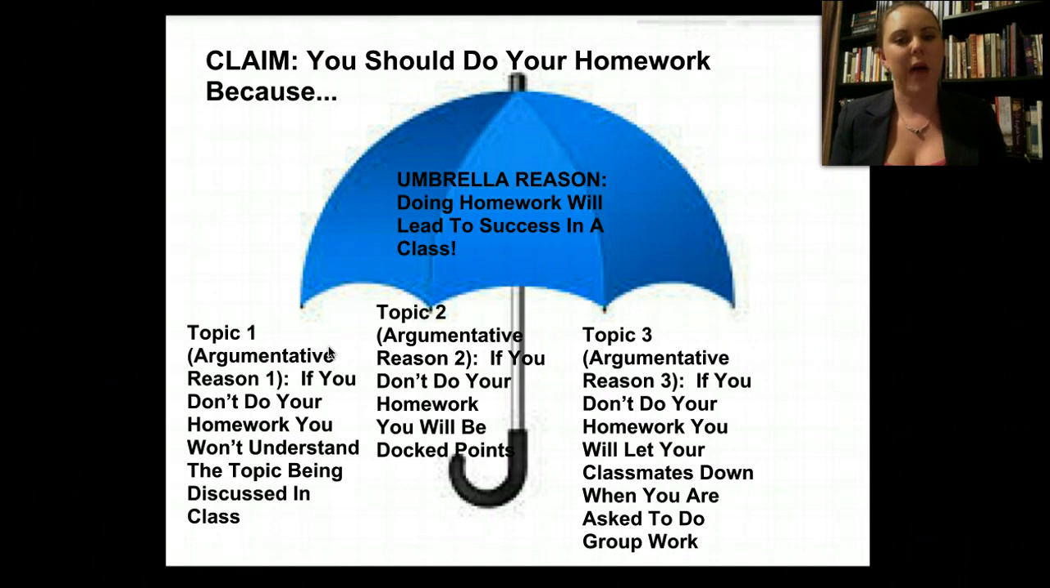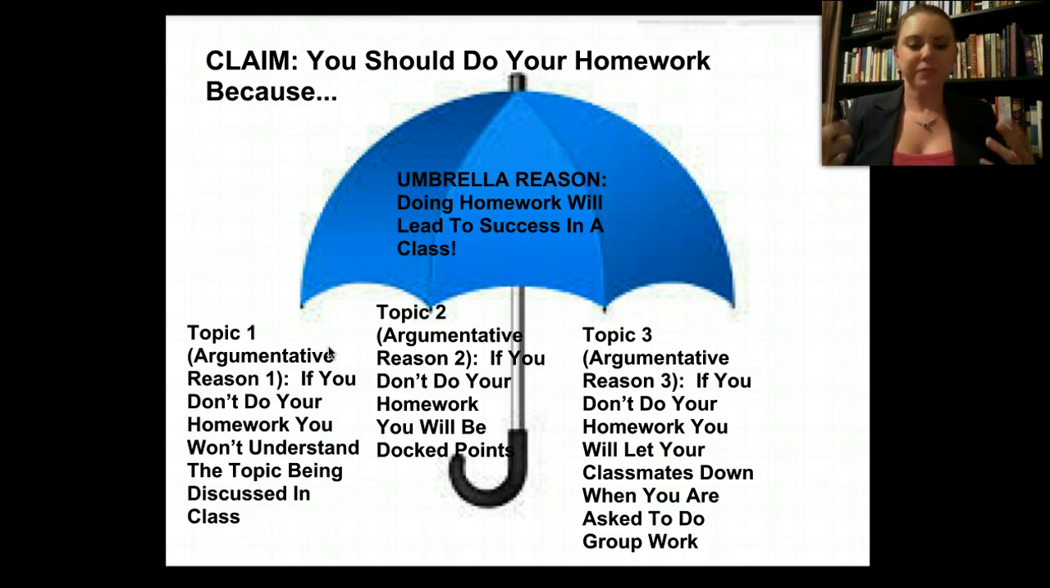Again, that ties back to your success in the class. And topic 3, if you don't do your homework, you will let your classmates down when you're asked to do group work. Okay, see how all 3 of those topics fit underneath this nice little umbrella that we created with that success in a class.